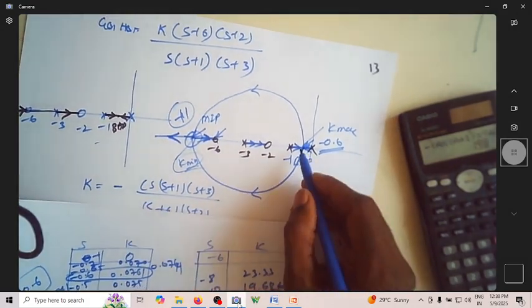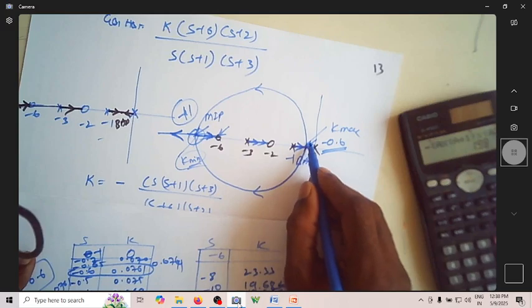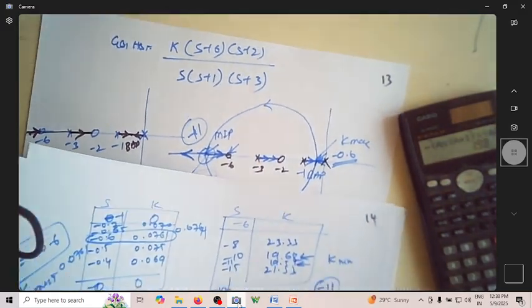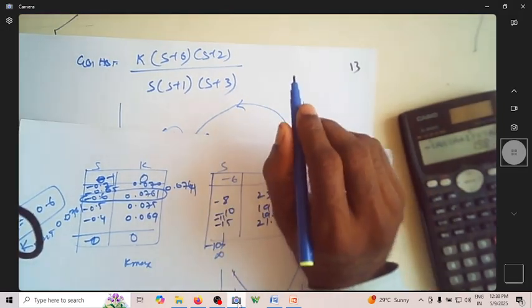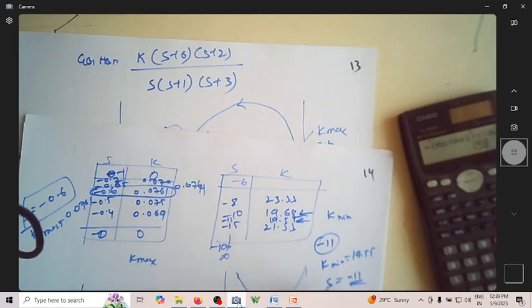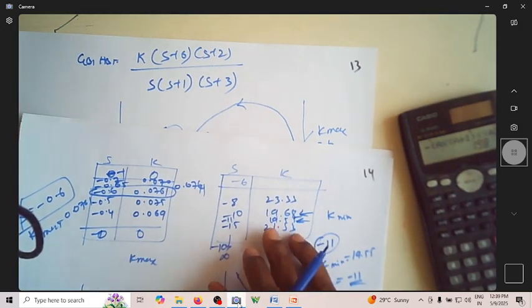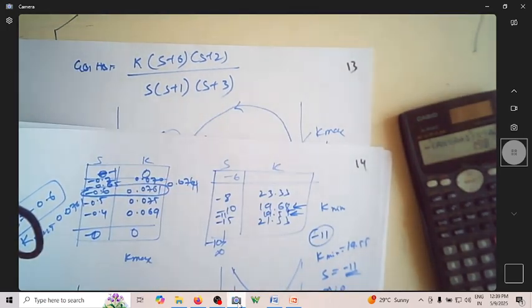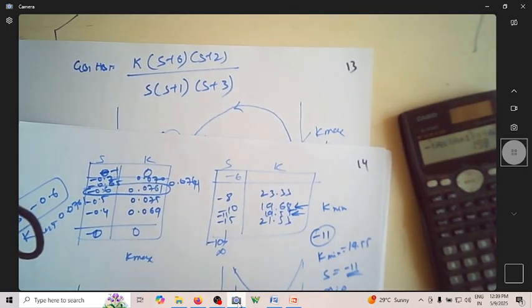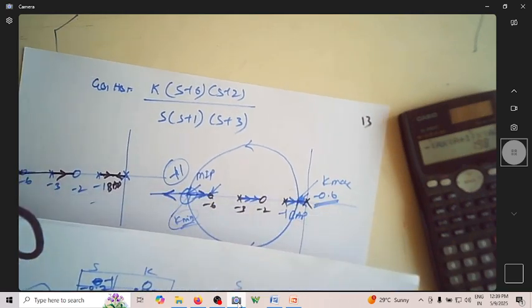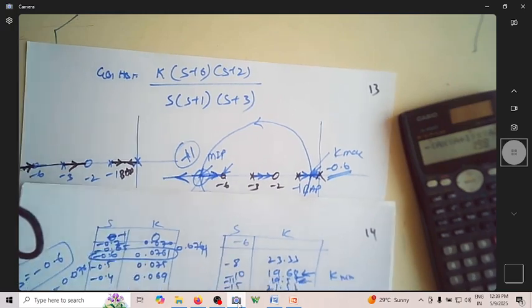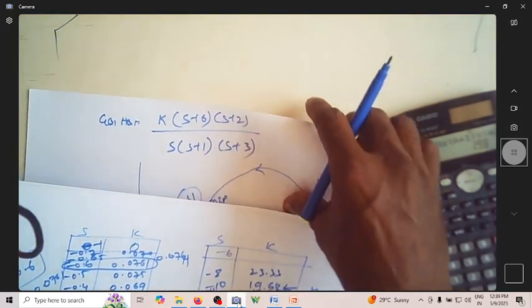Since it is not crossing the imaginary axis, there is no point in writing the routh array. Even if you write the routh array, it will of course give you an absolutely stable system. You will not get any value of K for which the system will become oscillatory. That's for sure. You can give a try for that.